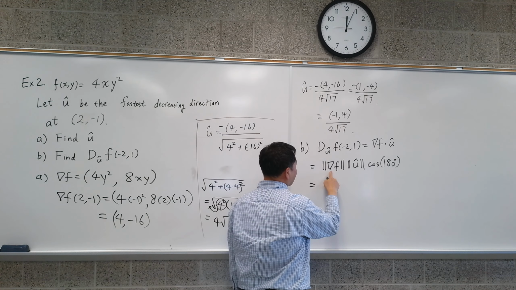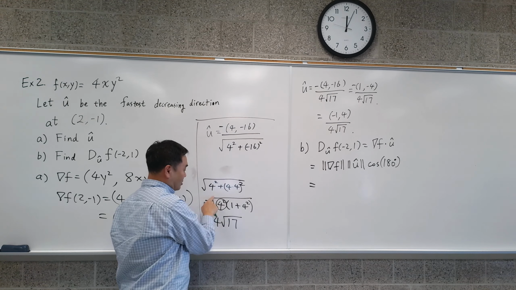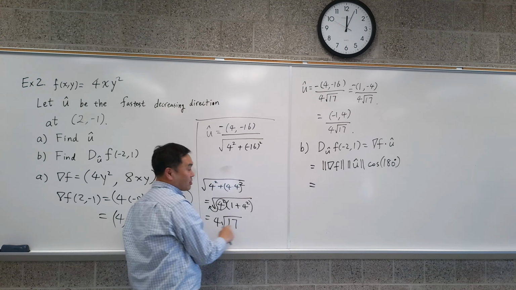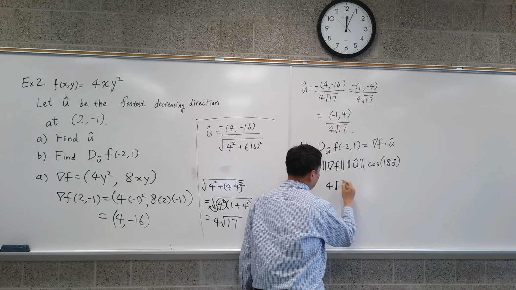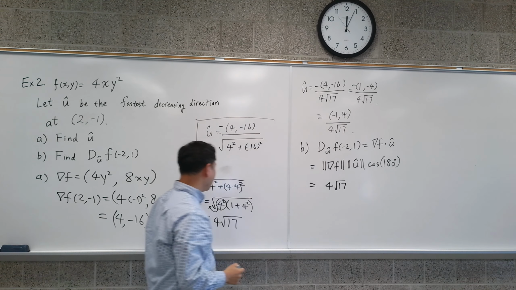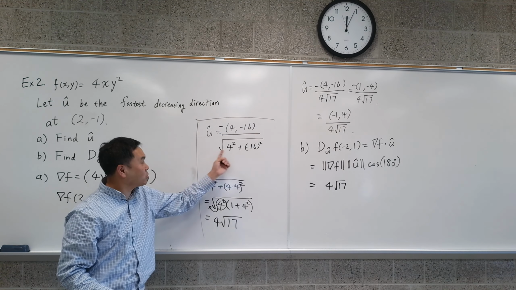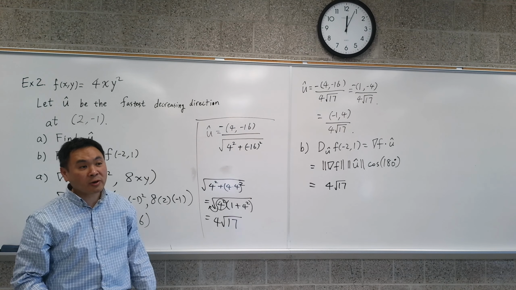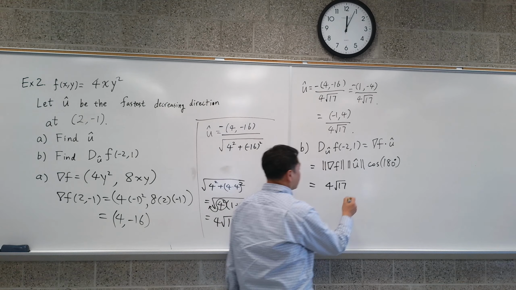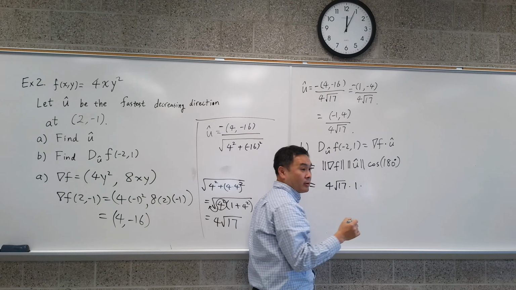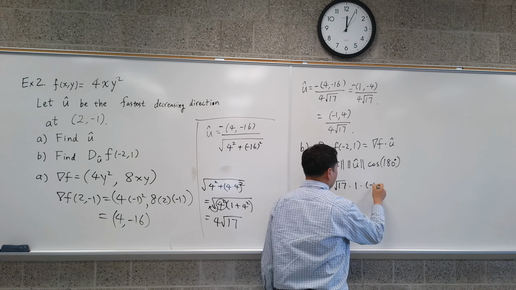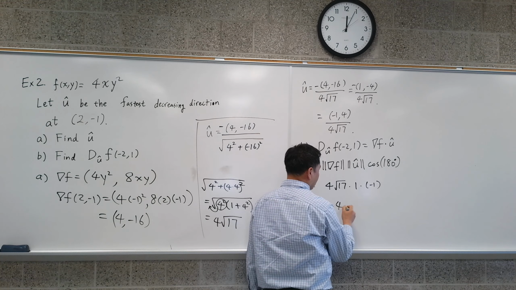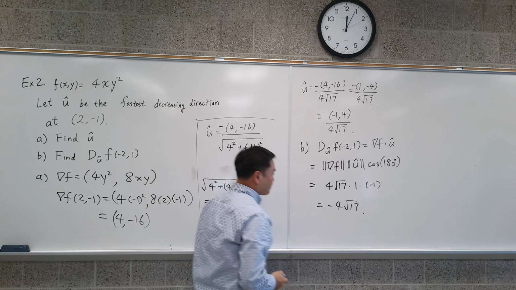What's the norm of this? Oh, it's this one, right? It's 4 square root of 17. Yeah, we were doing this one, which was the norm of this vector on the top. What's the norm of u hat? 1. What's cosine 180? Negative 1. So the answer is negative 4 square root of 17.